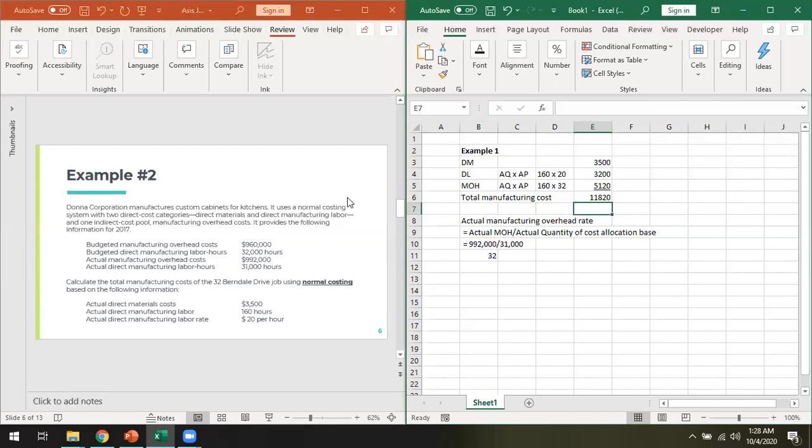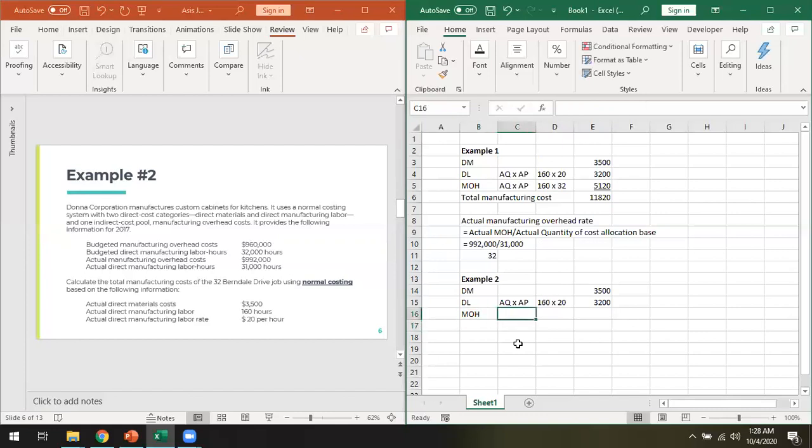Moving on, example 2. The question is the same as before, but the difference is we have to calculate the total manufacturing cost using normal costing. Example 2. Okay, so the direct material and direct labor will be the same. We still use the actual quantity and actual price. So we just copy this number, but the difference is related to the manufacturing overhead.